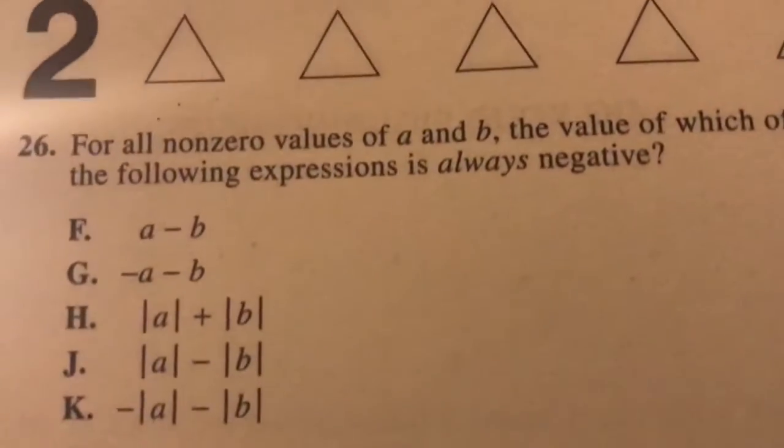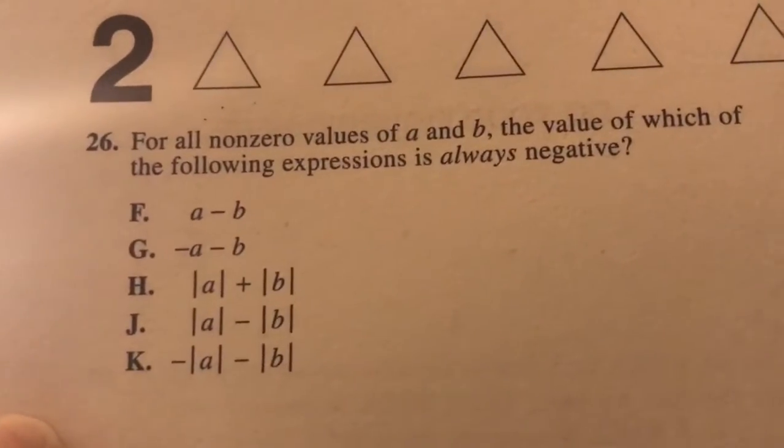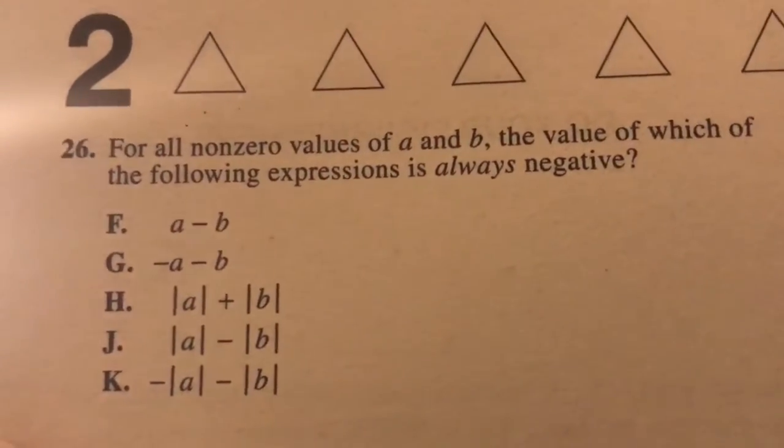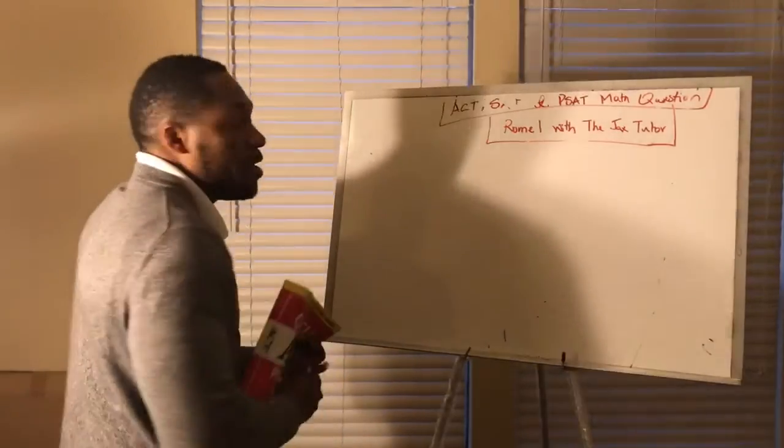So it says for all non-zero value of a and b, the value of which of the following expression is always negative. So it's basically what they say here is like there's a and b.